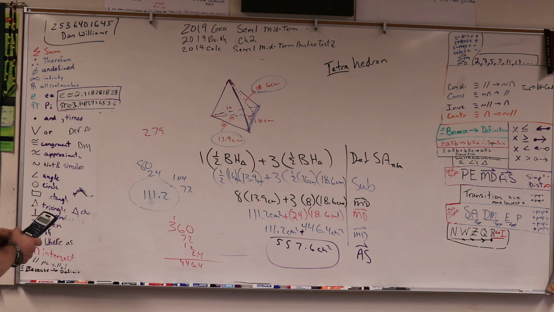So I got 111.2 plus 446.4. 557.6. Any questions?